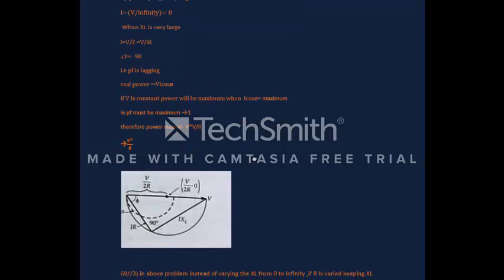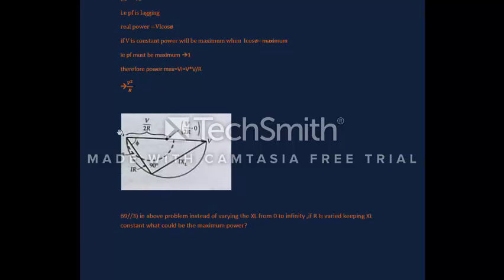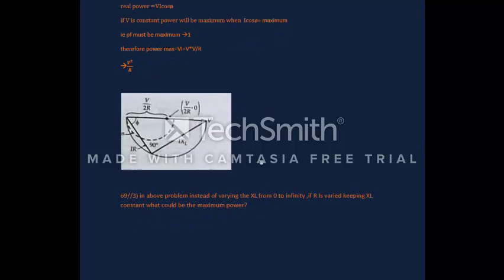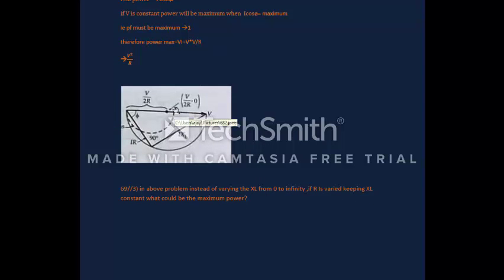Real power is equal to VI cos θ. If V is constant, power will be maximum when I cos θ is maximum. Therefore, the power factor must be maximum, that is 1. Therefore, P max = VI = V × V/R = V²/R. This is a polar representation of the circle we just saw above, with its center at (V/2R, 0) and a radius of V/2R.